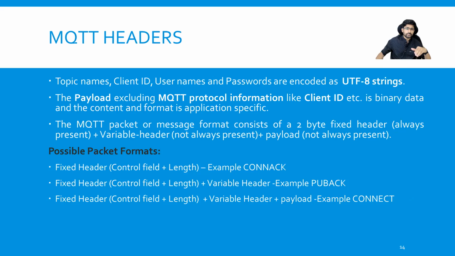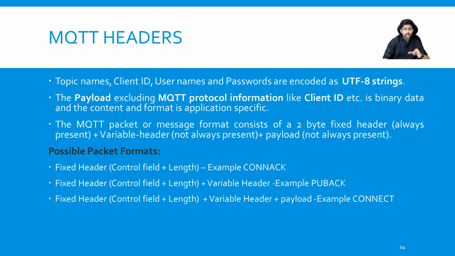So if I talk about MQTT headers, your topic names, client ID, username, and password are encoded as UTF-8 strings. Other than that, most of the things are binary encoded, right? The payload, excluding MQTT protocol information like client ID, is binary data, and the content and format is application specific, right? Like it could be your JSON format, it could be your text format, whatever it is going to be.